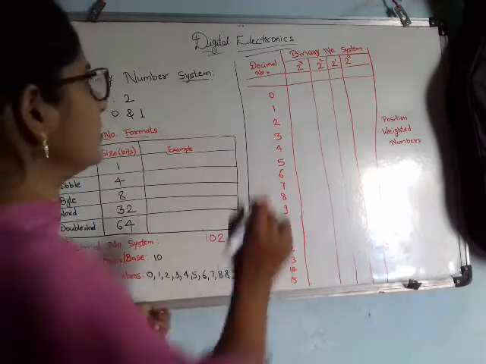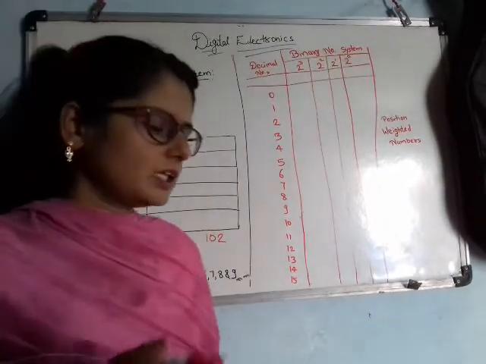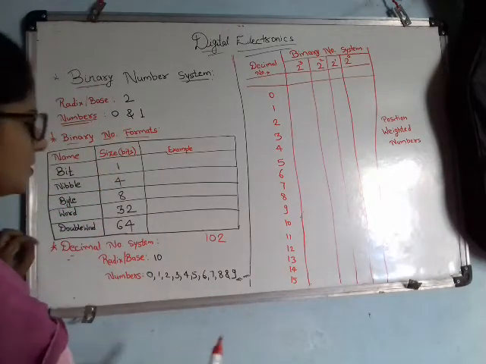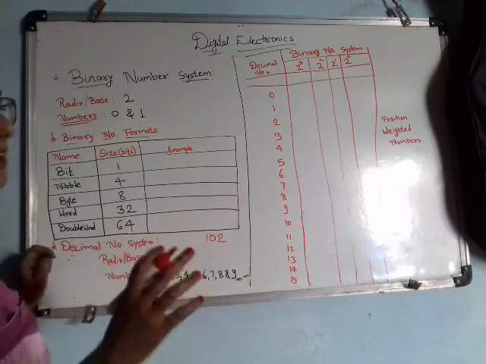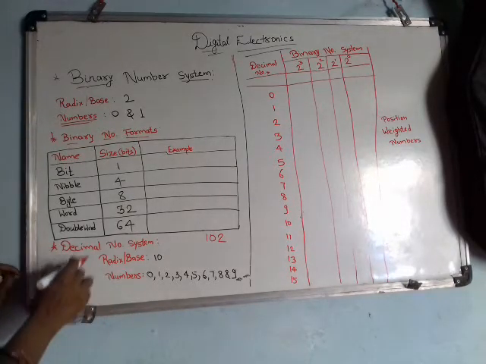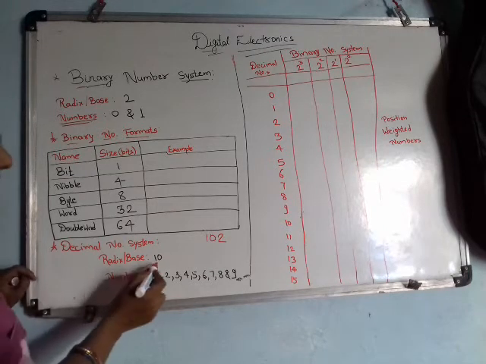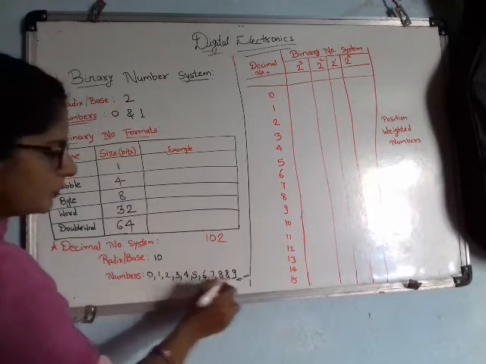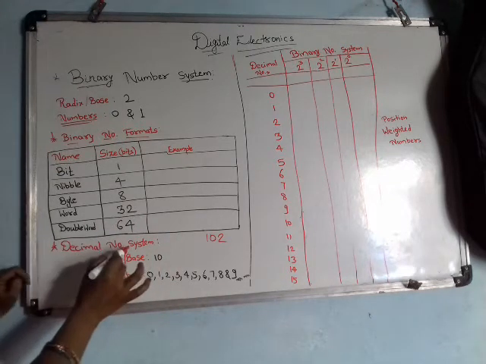Whatever bigger number we want to write, for example 106, 107, 108, we simply use a combination of the previous numbers, with place values 10 squared, 10 to the power 1, and 10 to the power 0. Likewise, in our regular life we use the decimal number system, and the radix or the base of the decimal number system is 10. It consists of the 10 numbers, 0 to 9. This is the short introduction of our decimal number system.